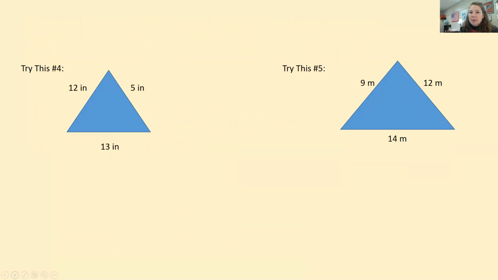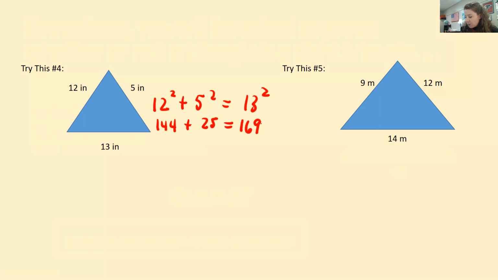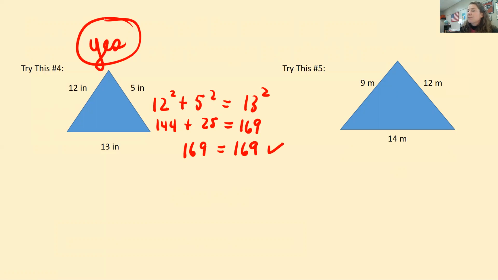All right, so what about these? First of all, you find the hypotenuse, which is the longest side. So 13 is the longest side, so we're going to say, okay, does 12 squared plus 5 squared equal 13 squared? Well, 12 squared is 144, 5 squared is 25, and 13 squared is 169. So is this true? What's 144 plus 25? It is 169. So since this equation is correct, that means that this is a right triangle.